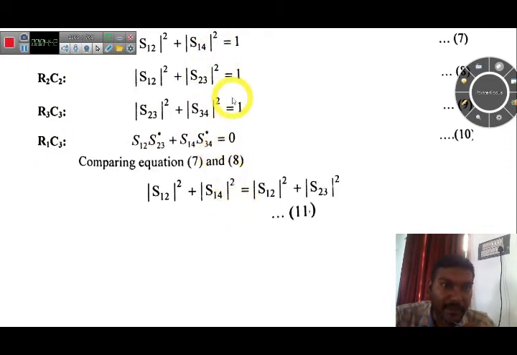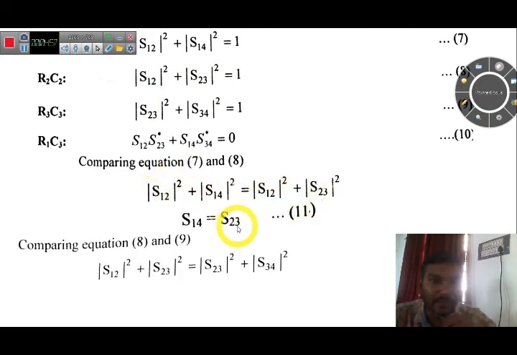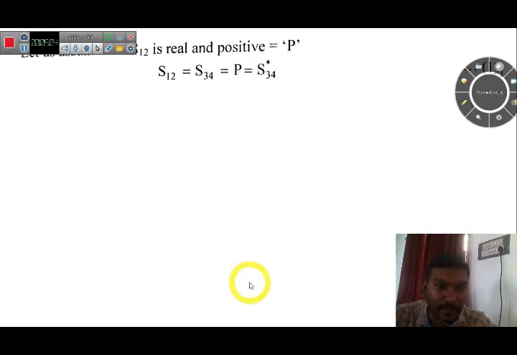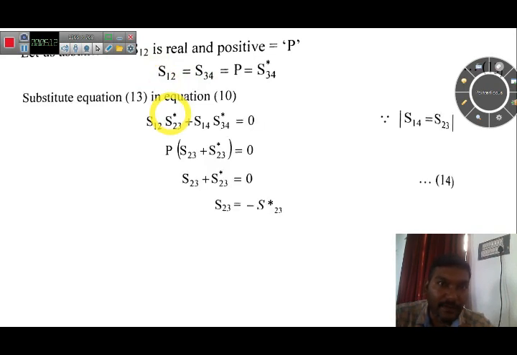Comparing equation number 1 with 7 and 8, we can write modulus S12 square plus S14 square is equal to S12 square plus S23 square. So we can cancel S12, and the remaining S14 is equal to S23. Similarly, if we compare these two equations, we can cancel S23, and we can write S12 is equal to S34. And let us assume real part or imaginary part values. For positive it is given as P, and for negative it is given as Q.